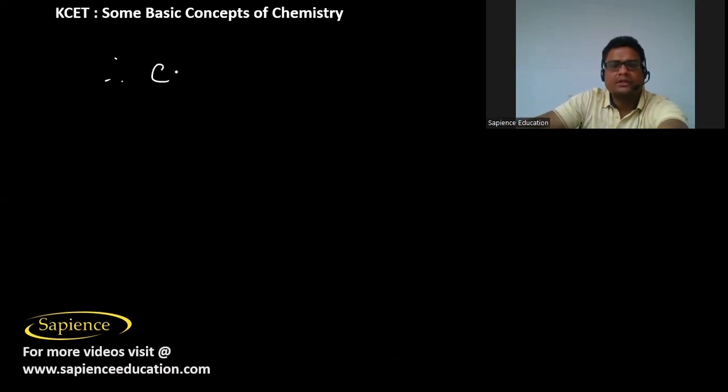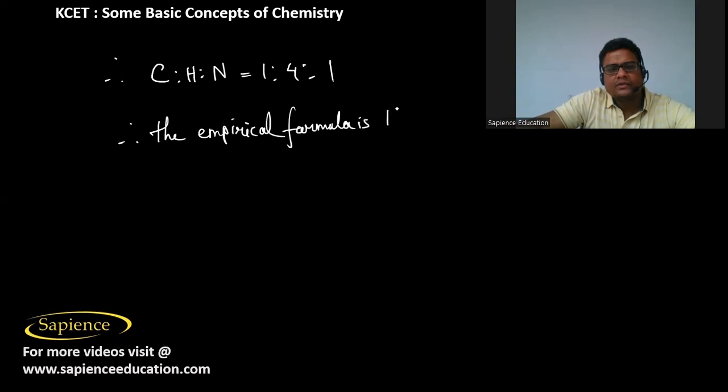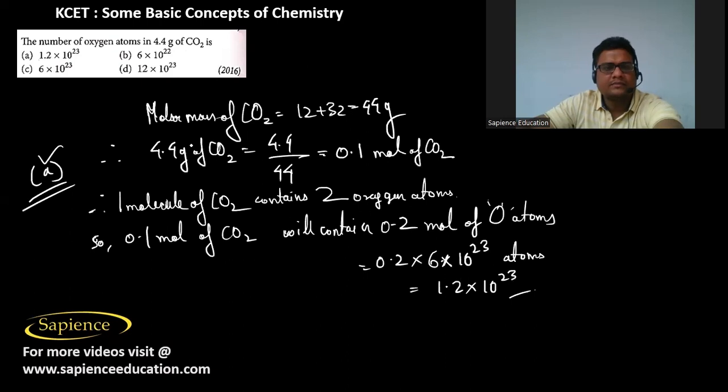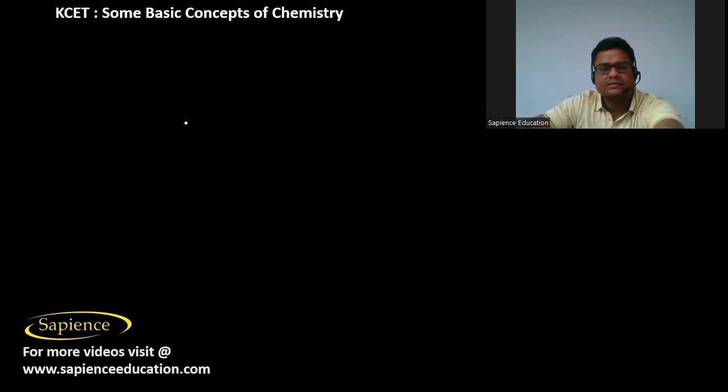Therefore, the number of carbon, hydrogen, and nitrogen atoms in that organic compound is 1 is to 4 is to 1. So the empirical formula of the organic compound is CH4N. CH4N, that is option C, is the correct answer.